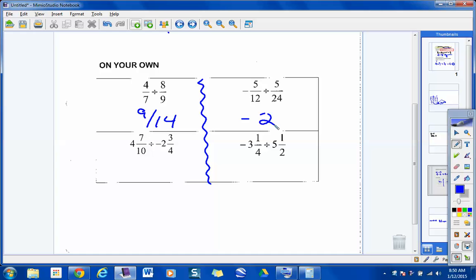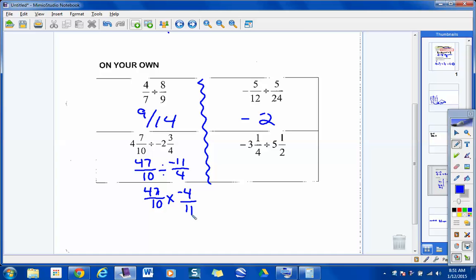Okay. My next one here, guys, let's see. What's 10 times 4? 40, wasn't it? 47 over 10, divided by, all right, this is where I go 2 times 4, which is 8, plus 3 would be 11. However, what kind of 11, gang? Negative. So negative 11 over 4. Okay, so I'm going to call this 47 over 10 times negative 4 over 11.